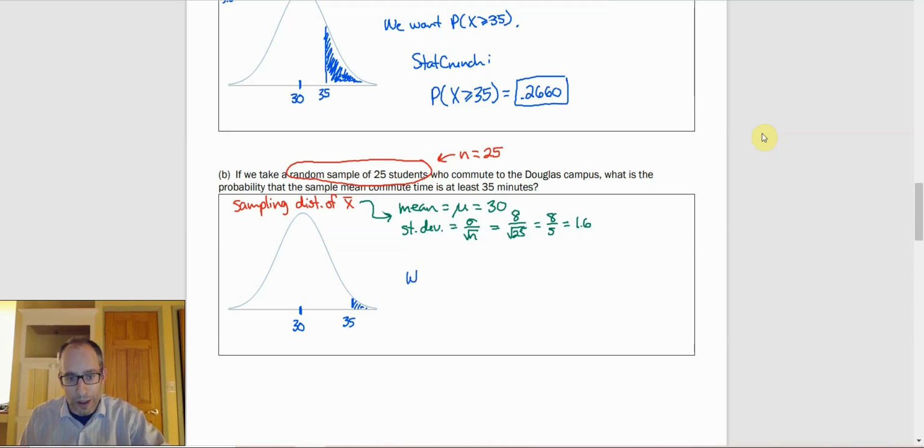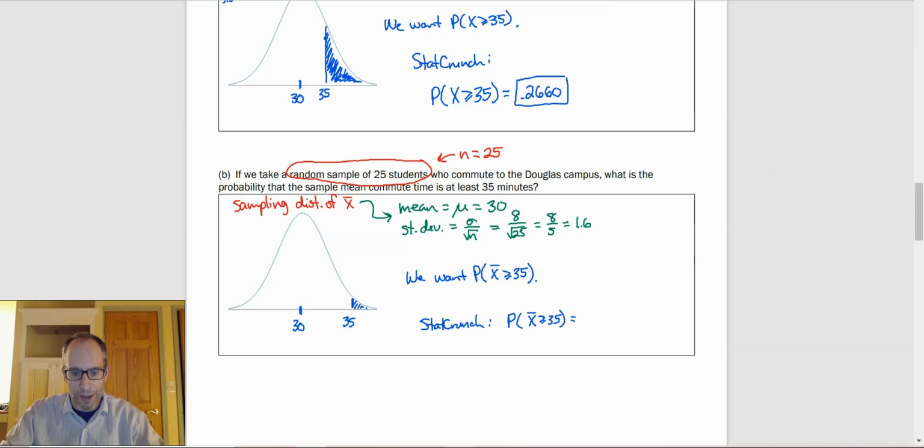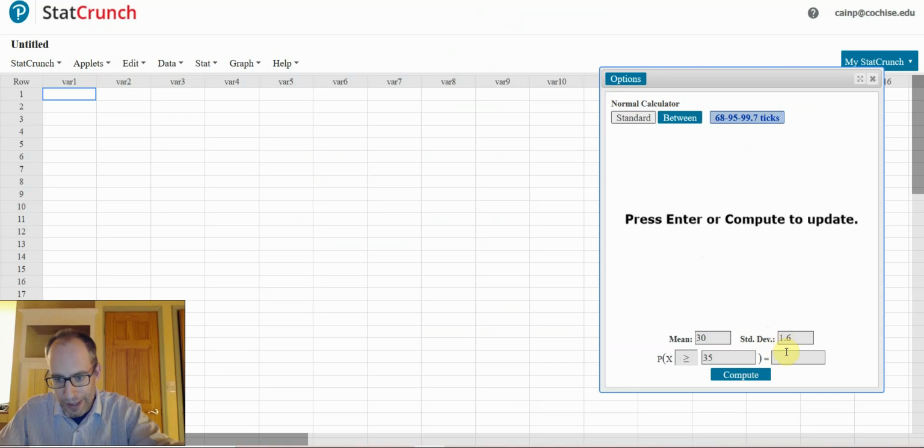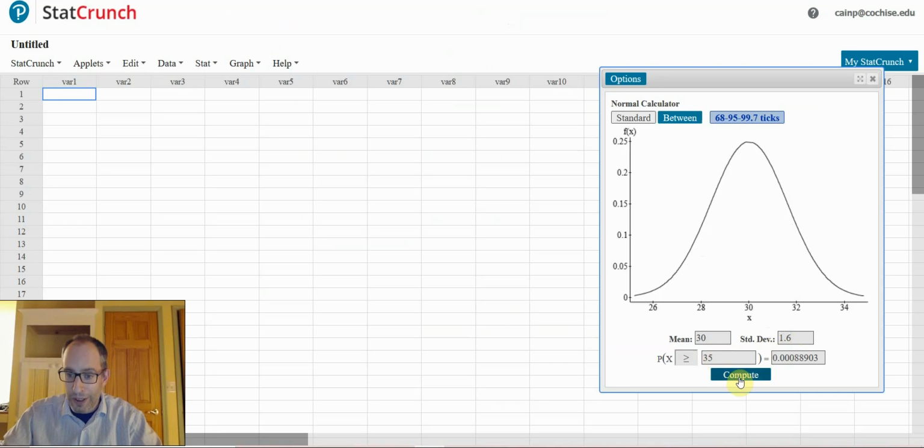So now what we want, so we want the probability that x bar is at least 35. So x bar, not x, because we're looking for the probability that the sample mean is at least 35 minutes, right? So then we're going to use StatCrunch again to get it. In order to get the probability that x bar is at least 35, considering that we already have a lot of this put together, we really just need to change the standard deviation. So now this is 1.6, and it's still the probability that x is at least 35, and now it's tiny.